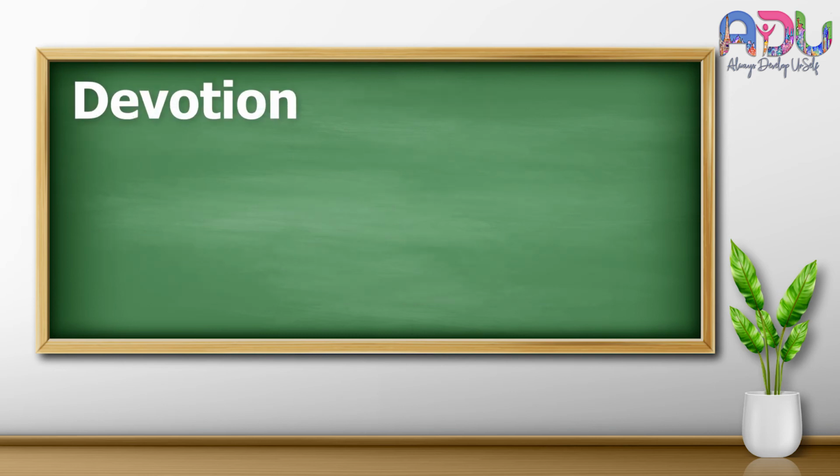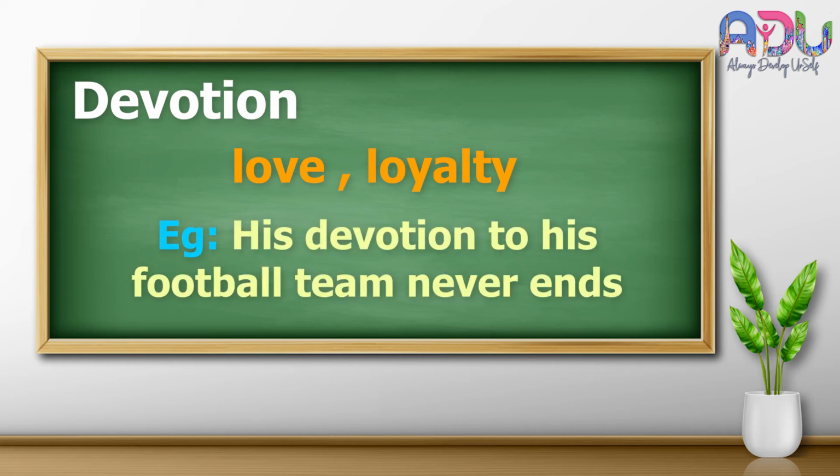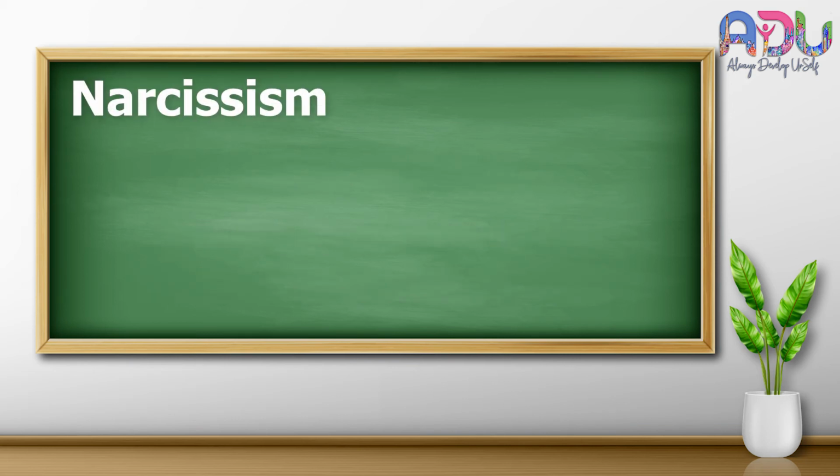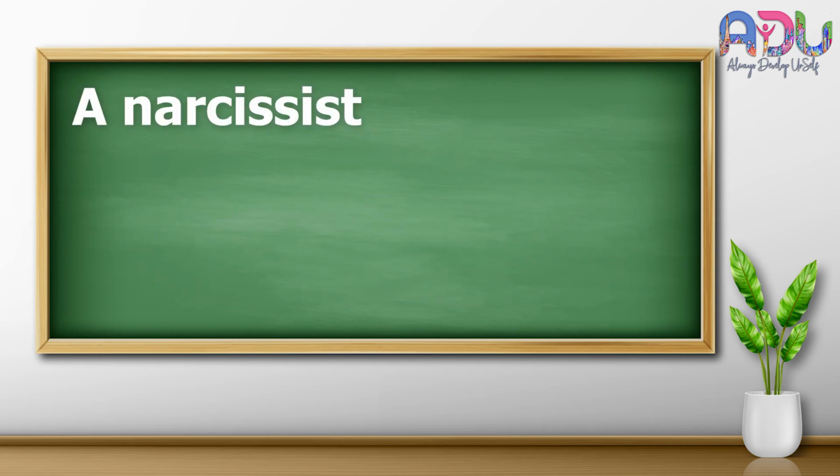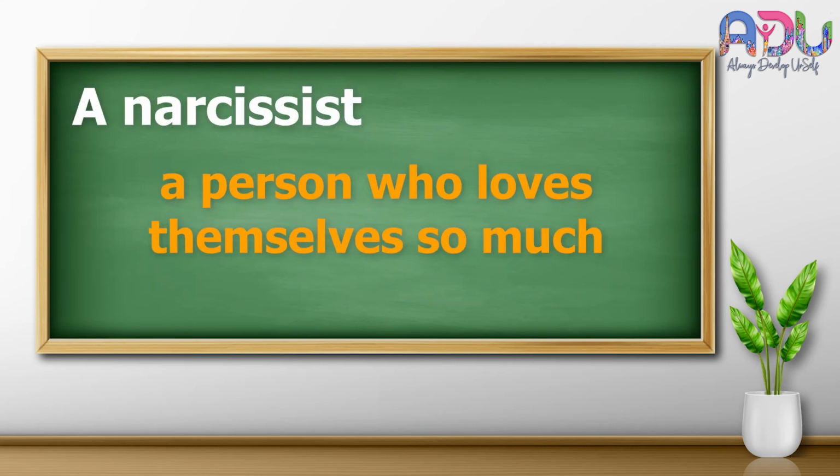45. Devotion. Devotion means love or loyalty. For example, his devotion to his football team never ends. 46. Narcissism. Narcissism is self-love. For example, narcissism is one of the red flags that you should consider before getting in any relationship. 47. A narcissist. A narcissist is a person who loves themselves so much.